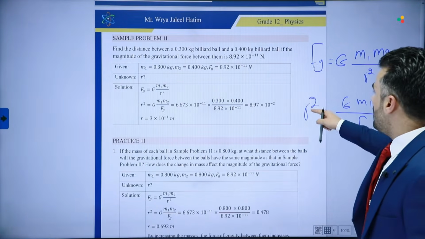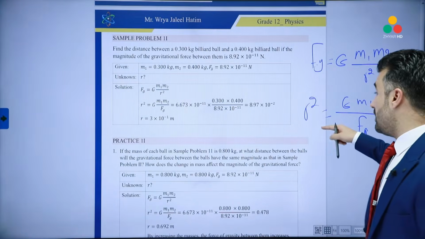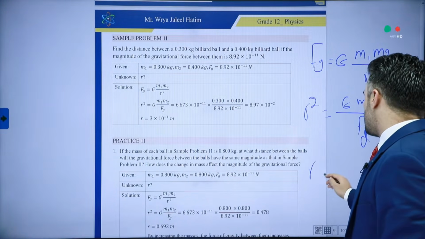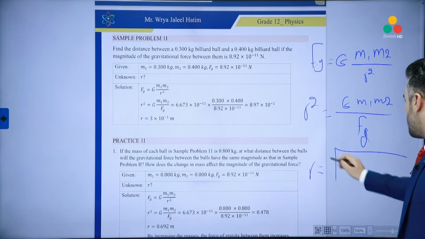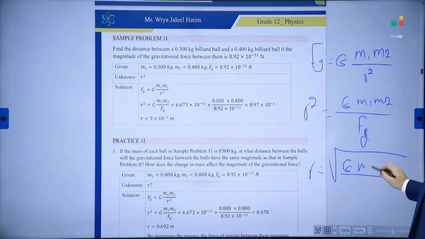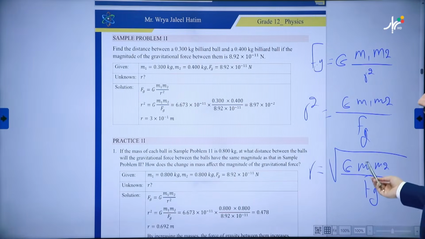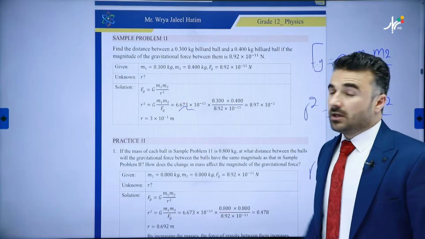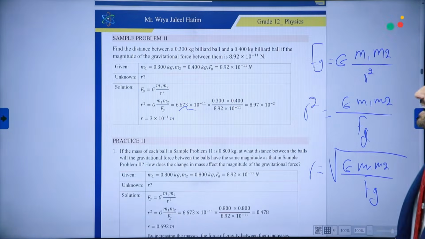And then of course, we don't want the distance squared, we want the distance, so later on you can take the square root for that. Let me just take this. So r equals the square root of G m1 m2 divided by Fg, of course. What is the universal gravitational constant? That is, of course, 6.673 times 10 to the power negative 11.